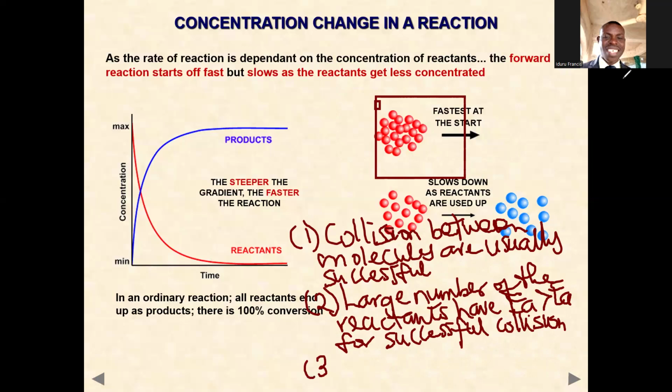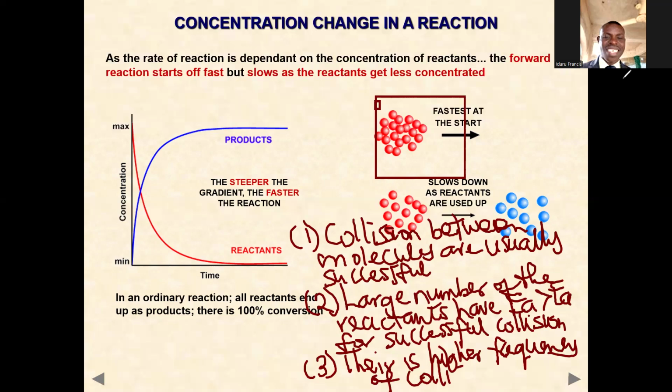Number three, higher frequency of collision. There is higher frequency of collision. I gave you four the other time. Yeah, you did. Can you remind me which one I've not mentioned now?